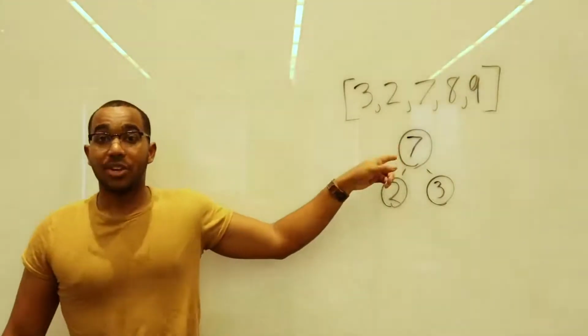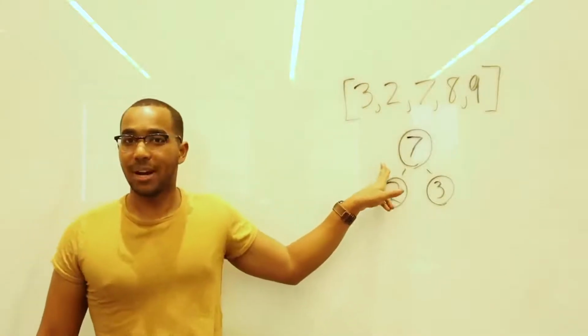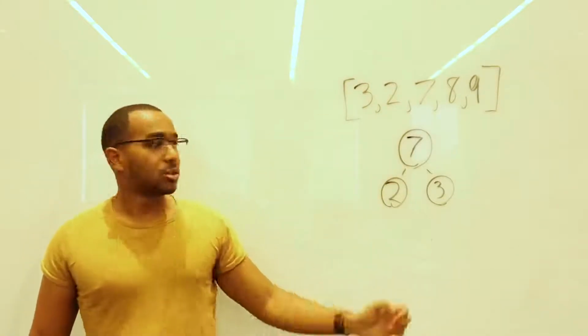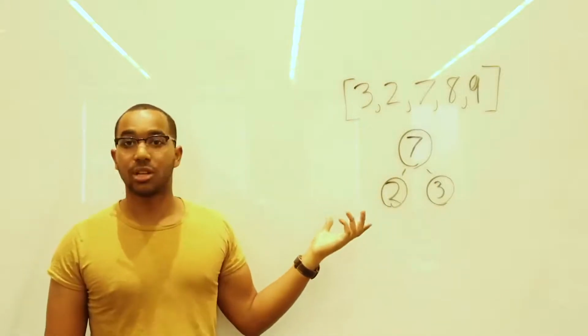So now 7 goes again, hey parent, am I bigger than you? But 7 has no parent. While loop ends. So this is still a max heap. The heap ordering property is still intact.